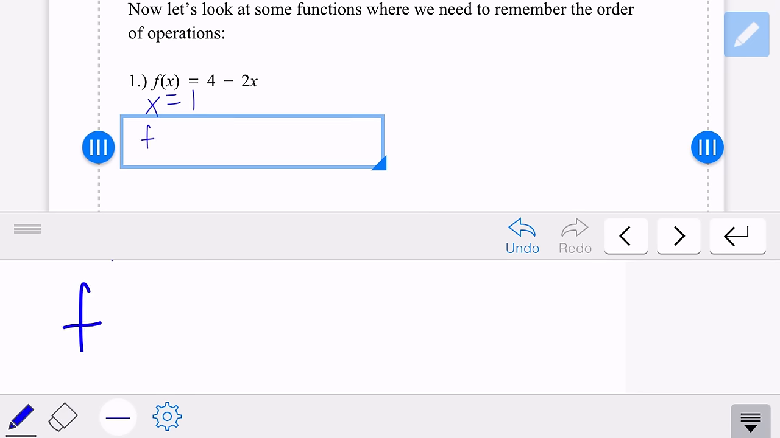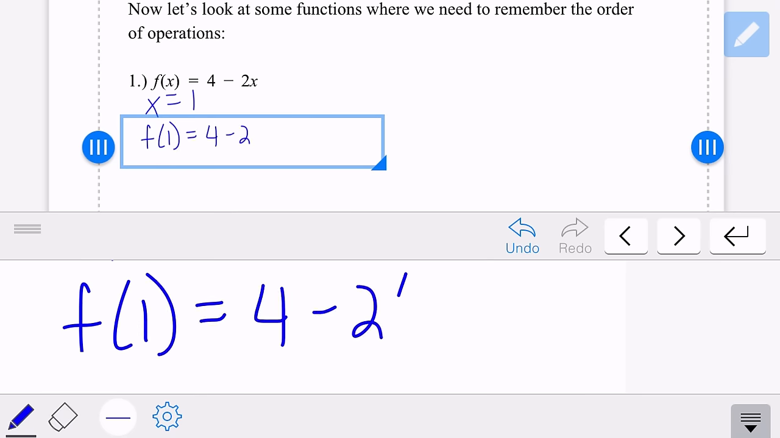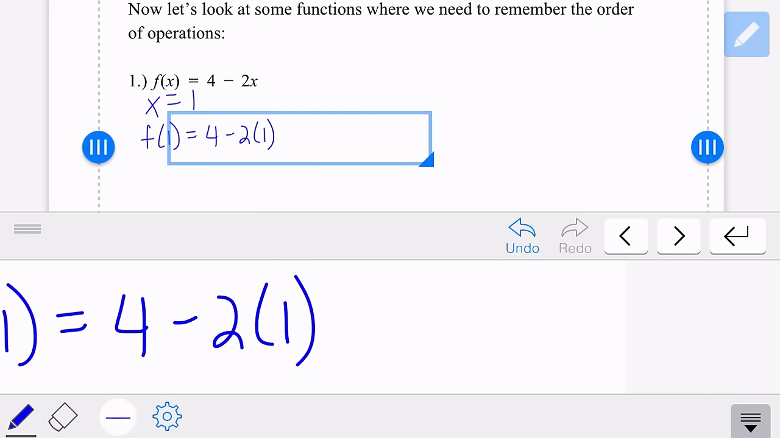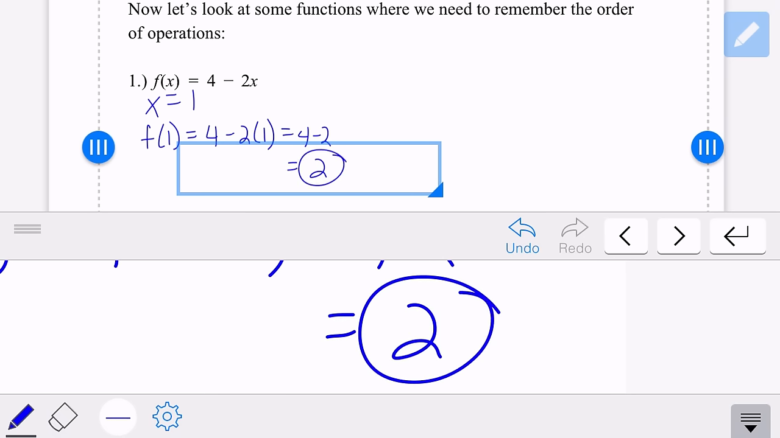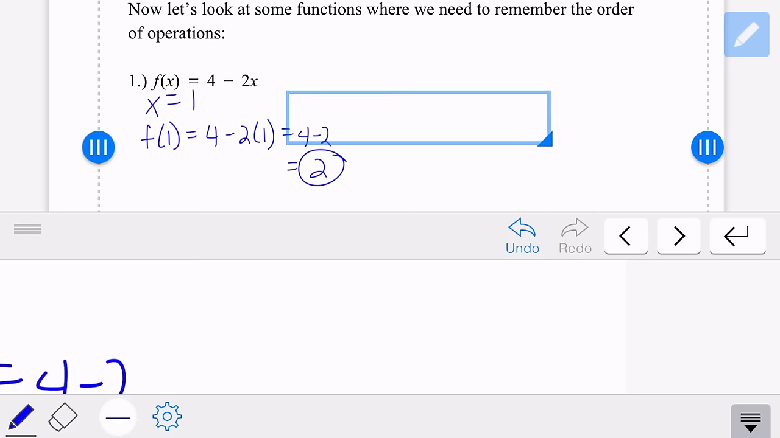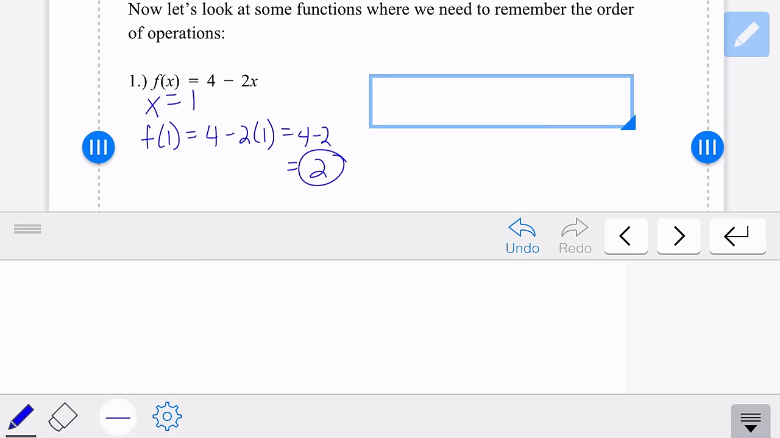So we're going to do f of 1. That'll be equal to 4 minus 2 times 1. Remember to do that multiplication first, before you do any subtraction. So that's going to be 4 minus 2. 2 times 1 is still just 2. And then that will be equal to just a regular old 2. Okay?